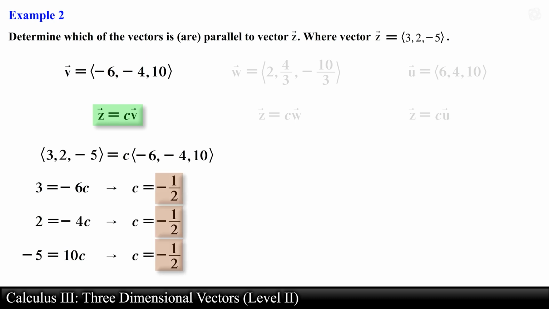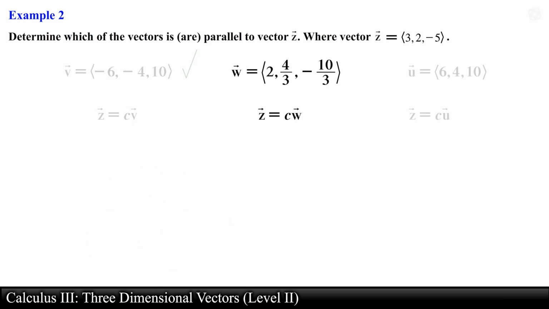Notice that in all three components, we obtained the same constant. This means that we can multiply vector v by the scalar -1/2 and obtain vector z, meaning that vector v is parallel to vector z.